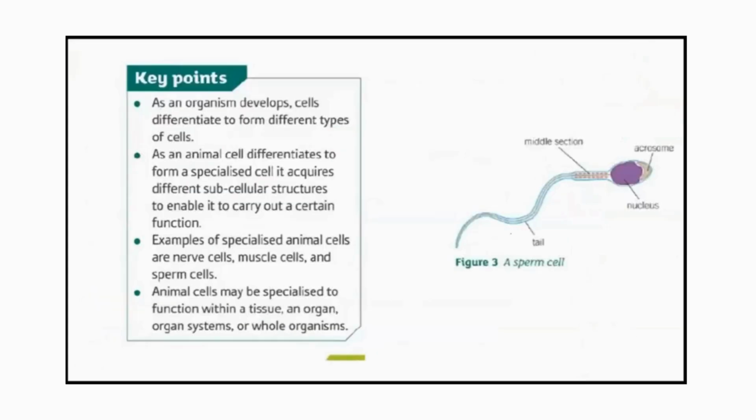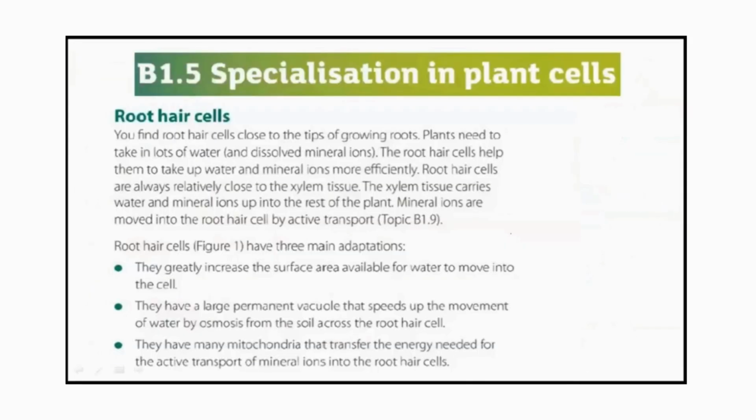Right, moving on to the specialization in plant cells. We have root hair cells, which are specialized. Specialized for what reason? They need to absorb lots of water and the dissolved mineral ions. So they are specialized in such a way that the uptake of water and mineral ions can be facilitated.